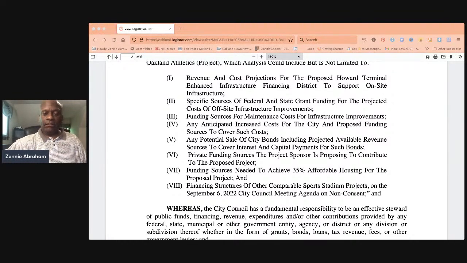Okay? So there's my issue. My issue is that they're taking this straw person idea of Howard Terminal, offering it as the truth when it's not, and then saying, allow us to vote on it based on this. That's a lie. All right.